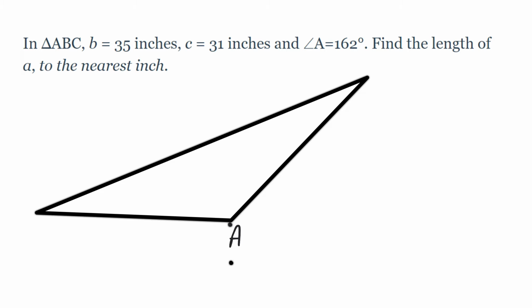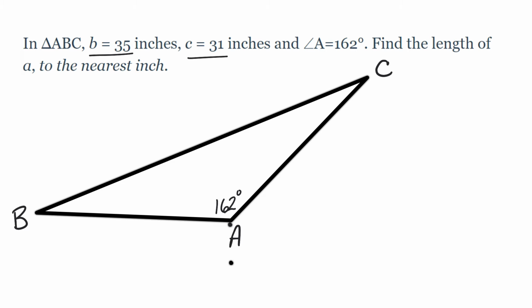Side B is a little bit bigger than side C. So I'm going to make this angle B and this angle C, because this means angle B would have to be larger than angle C. Right, I'm going to label the parts that I have. Angle A is 162 degrees.